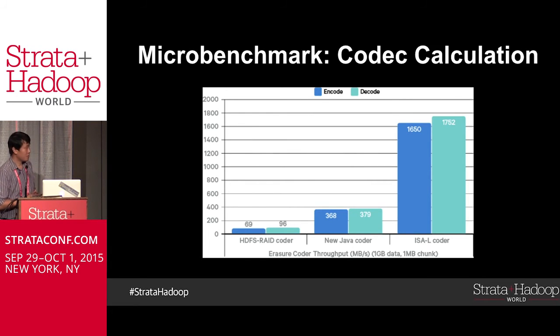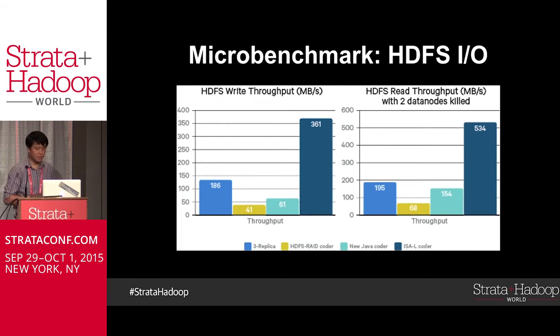So some micro benchmark results. We compare the legacy HDFS read coder, the new Java coder, and the native coder. So we can see in both encoding and decoding, the native coder is much faster. It's about 20 times faster than the legacy coder and native Java coder. Because of that, in actual HDFS I/O, the bottleneck is no longer on the arithmetic calculation. The bottleneck comes back to the disk I/O and network I/O.